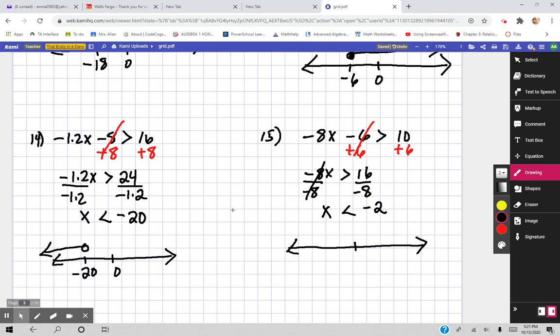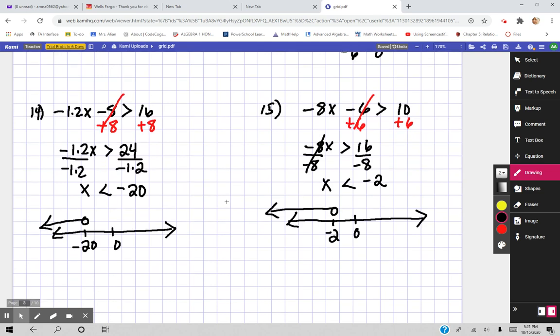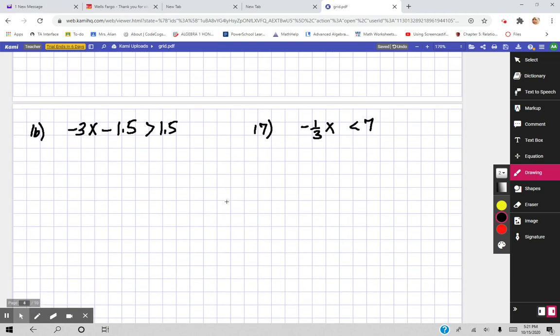And now, let's just graph it. Negative 2 will be on the left of 0, so we'll mark it there. So it'll be an open circle going to the left. Okay, let's keep going. I believe these are the last two problems.